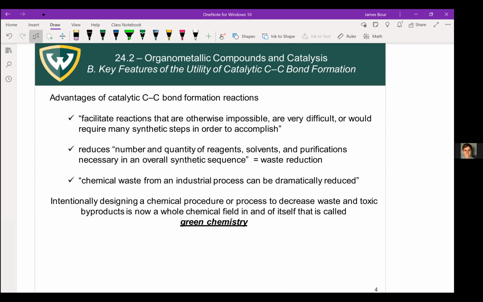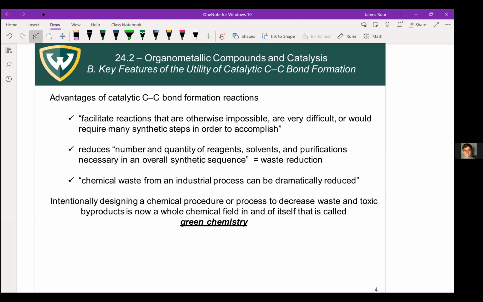When a metal is able to do, or when a reaction is able to use one reagent many times over in sort of a cycle, this catalytic cycle we talk about, this reduces the quantity of reagents, solvents, and purifications. This is a waste reduction. Catalysis results in waste reduction in most cases. And this is important because chemical waste for an industrial process can be dramatically reduced.